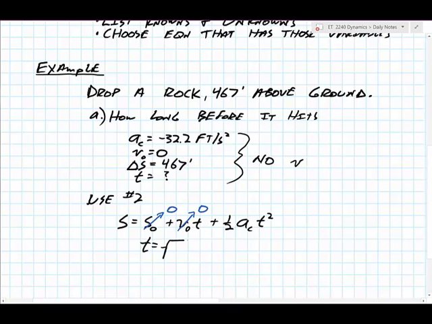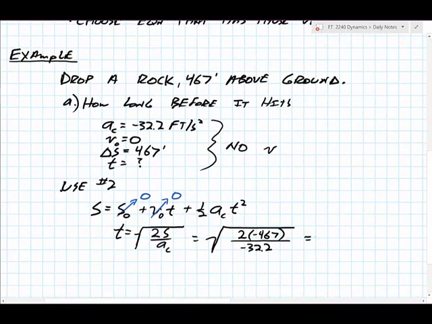And I get t is equal to the square root of 2 times my final position divided by the constant acceleration. So doing a little bit of algebra, plugging in my numbers, I have 2 times negative 467 over the acceleration, which is negative 32.2 feet per second squared. Getting a little loosey-goosey with my units, but you could put them in there to verify that they do cancel out, and you end up with a second squared underneath the square root, leaving me with 5.39 seconds before impact.